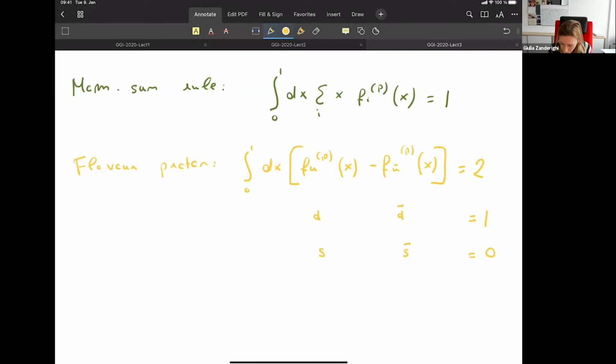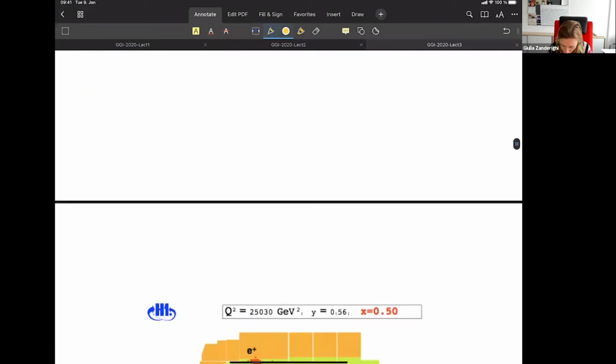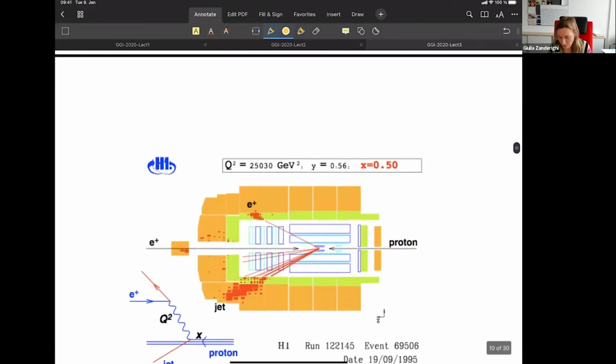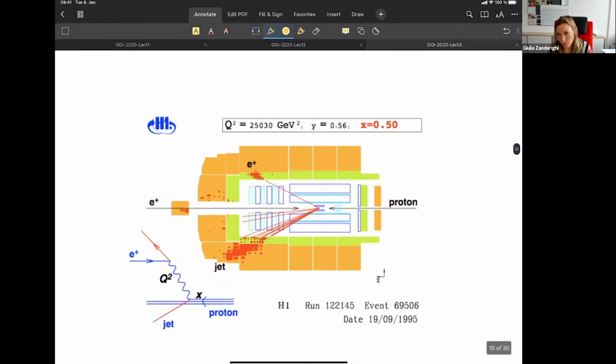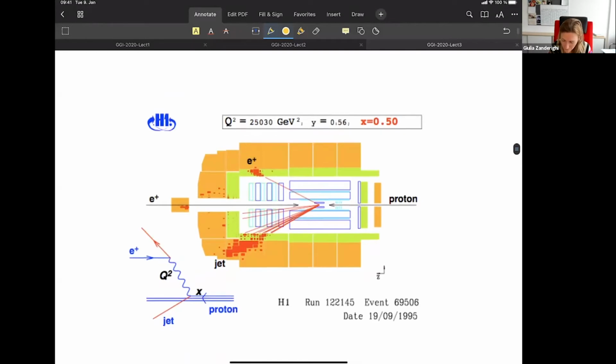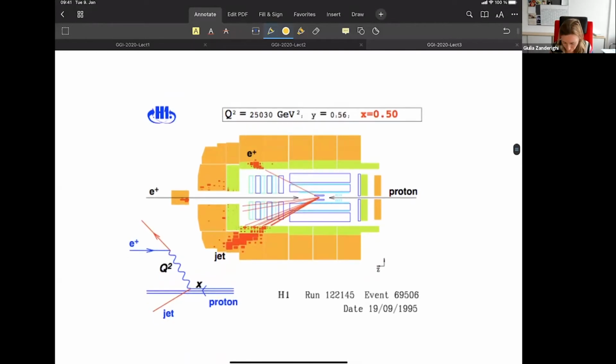Now, how do we extract this from data? Obviously, rather than looking at collisions with two protons, if you want to learn about the structure of the proton, it's much easier to probe the proton in the cleanest way you can. And this is done in deep inelastic scattering experiments. This is what I'm showing here. This is what I want to discuss next.